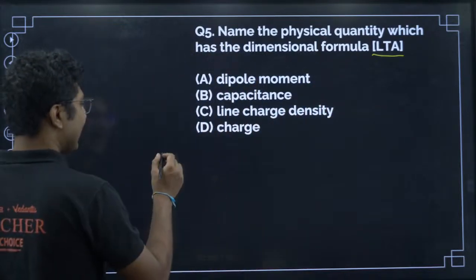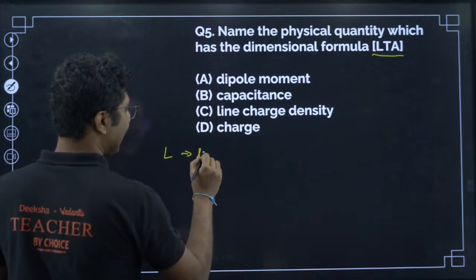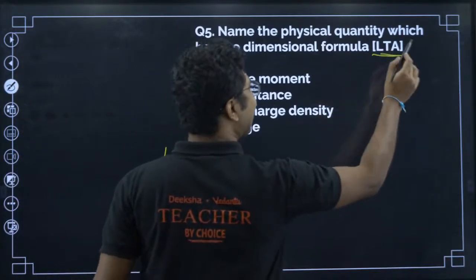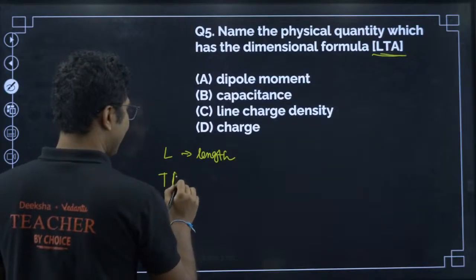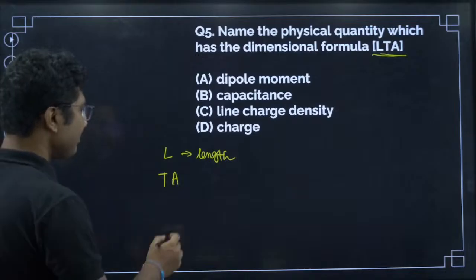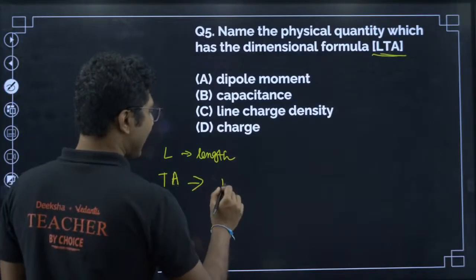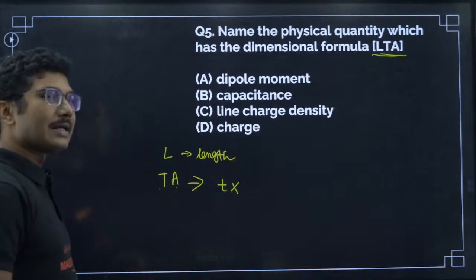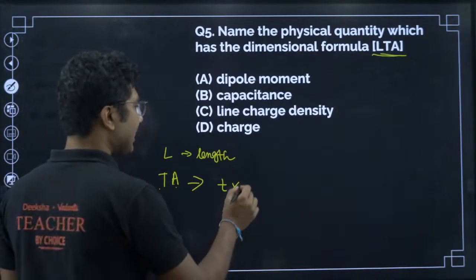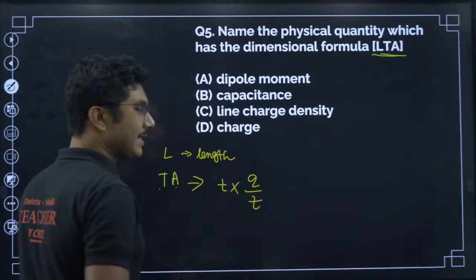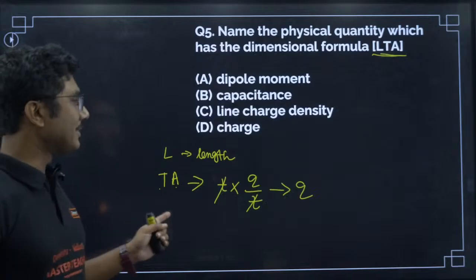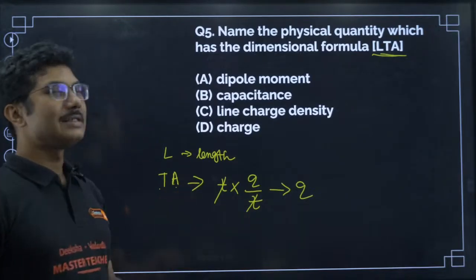Okay, let's analyze that. L is length, no doubt about it. Now what is TA? What is T into A? That is our target. A is current, and T is time. What is the formula for current? Current is charge per unit time, so it is charge divided by time. If you cancel that, it is basically the dimension of charge. So TA is the dimension of charge and L is the dimension of length.